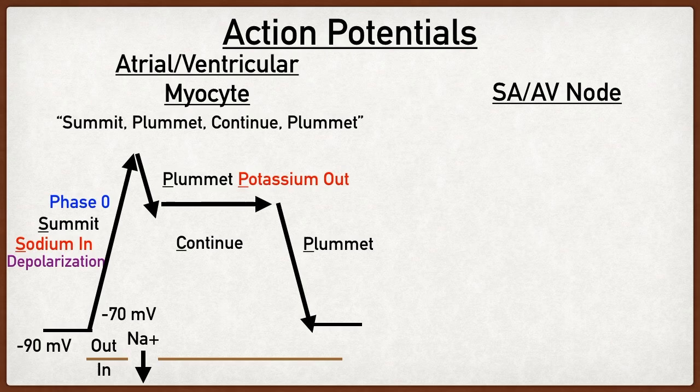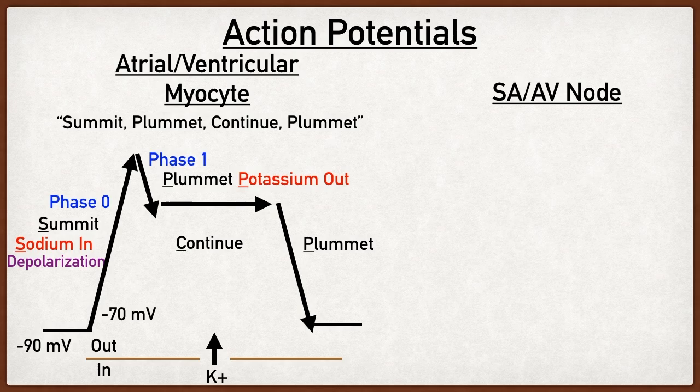And that's exactly what occurs during phase 1 of the action potential. The cell is now positive enough that the sodium ion channels close, reducing the influx of sodium into the cell, and potassium ion channels are open, leading to an efflux of potassium out of the cell. This will make the cell more negative, resulting in a slight repolarization of the cell.